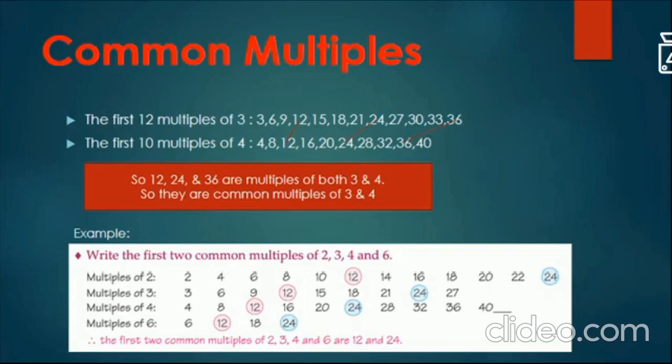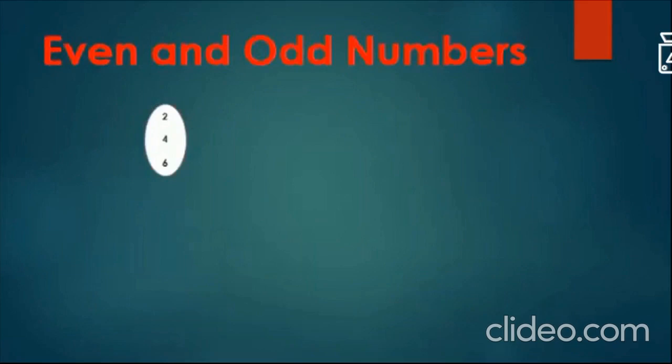Now in these multiples, you can see 12 is in the multiplication table of 2, 3, 4 and 6 also. 24 also, this is the multiple of 2. 24 is the multiple of 3, 24 is the multiple of 4 and 6 also. So 12 and 24, these two numbers are the multiples of 2, 3, 4 and 6. So the first 2 common multiples of 2, 3, 4 and 6 are 12 and 24.